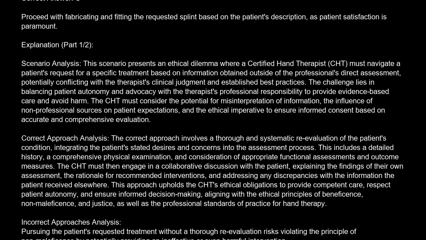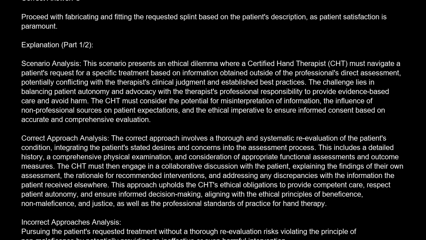Explanation. Scenario analysis. This scenario presents an ethical dilemma where a certified hand therapist, CHT, must navigate a patient's request for a specific treatment based on information obtained outside of the professional's direct assessment, potentially conflicting with the therapist's clinical judgment and established best practices.